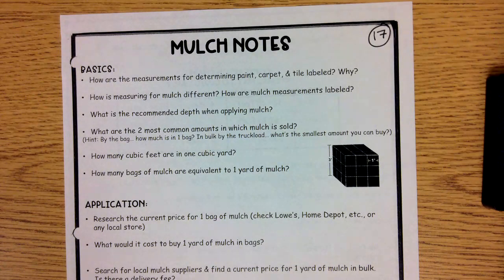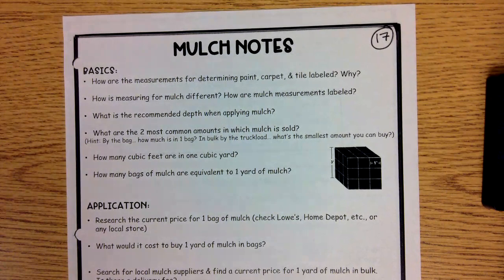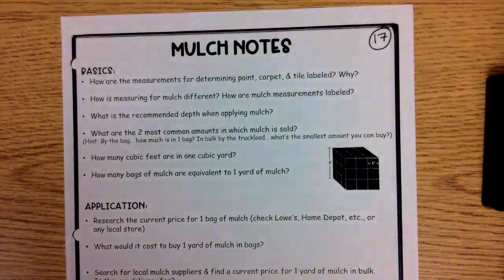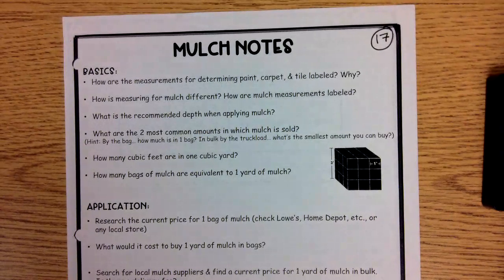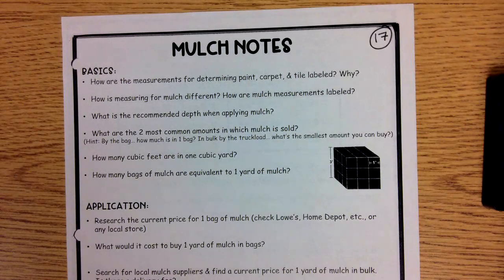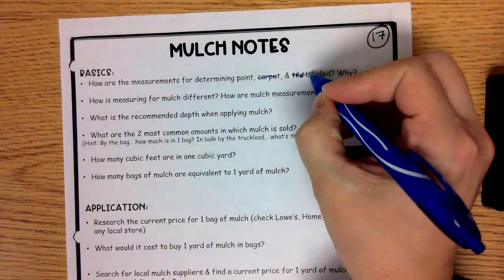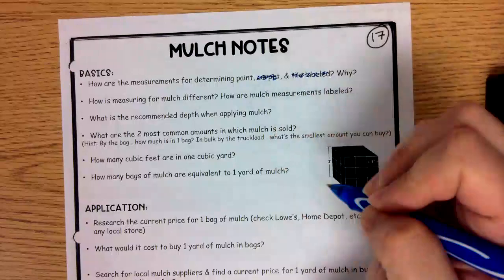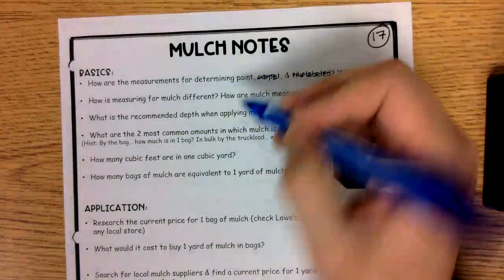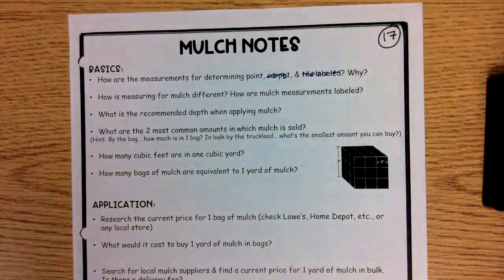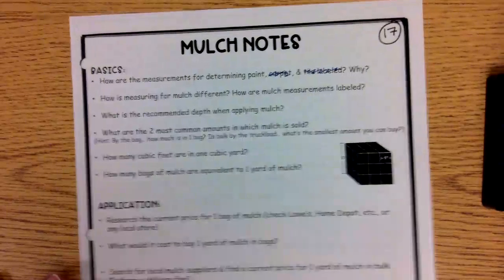And then, however, there is a big difference. We are going to do a good chunk, a little bit of math here on the bottom together. So how are the measurements determined for paint, carpet, and tile labeled and why? With that, we didn't do carpet or tile. So guess what? The only one that we really care about is paint. And if we're painting a wall, right? Painting a wall, it is a 2D measurement.